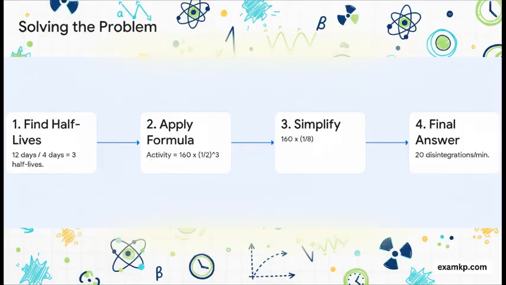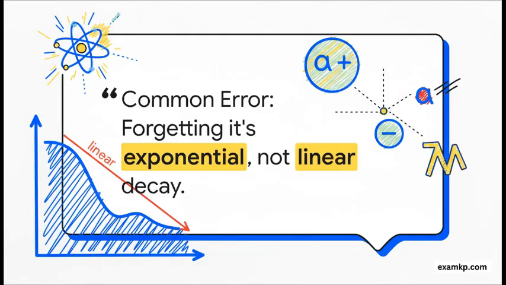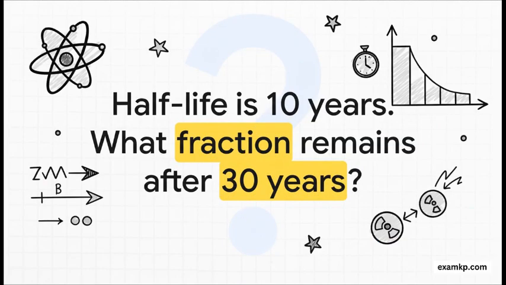Simple as that. Now, here is the number one trap that students fall into. They think the decay is linear. They'll try to subtract the same number over and over, but it's not. It's exponential. It halves each time. So after one half-life, 160 becomes 80. After the second, 80 becomes 40, and after the third, 40 becomes 20. It's a curve, not a straight line. Don't forget that.